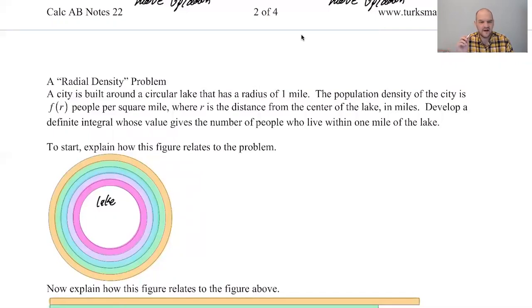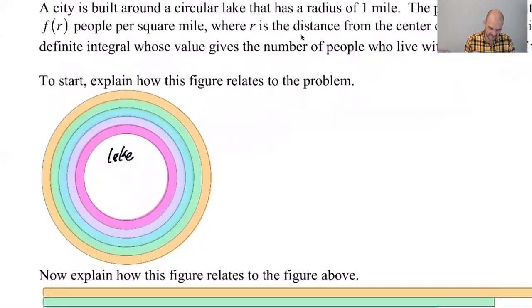But whatever. Develop a definite integral whose value gives the number of people who live within 1 mile of the lake. Okay, so the lake itself has a radius of 1 mile, and then we want to know all the people who live within another 1 mile of the lake. All right. I think we can do this.